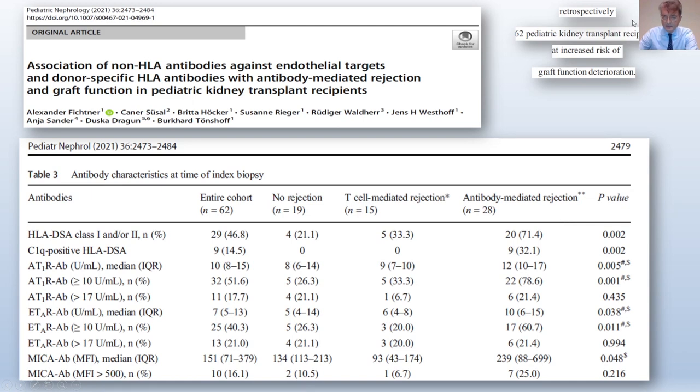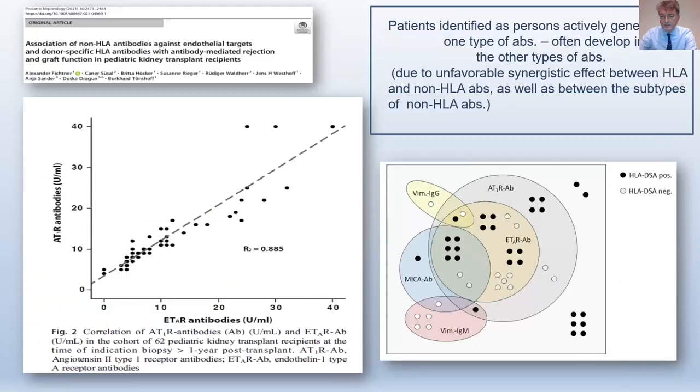This is the retrospective study from Heidelberg showing this phenomenon: when you check the patients who are in trouble, the incidence of the antibodies you discover is much higher. Among patients who did not show rejection in a biopsy, the incidence was about 21%. However, patients having T-cell rejection presented antibodies in one third, and those having antibody-mediated rejection beyond 70%. So the more clinically relevant the trouble, the bigger the chance that we discover antibodies in the patients.